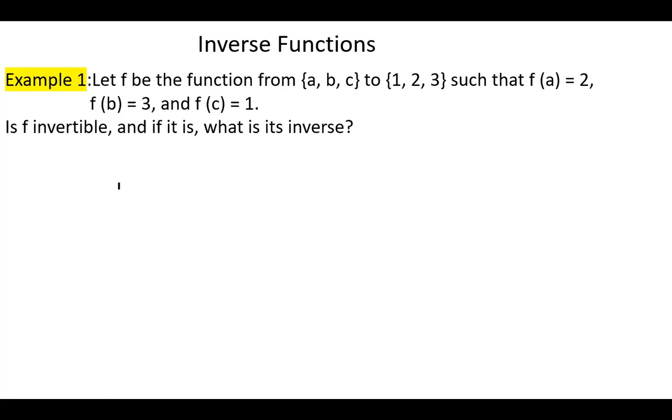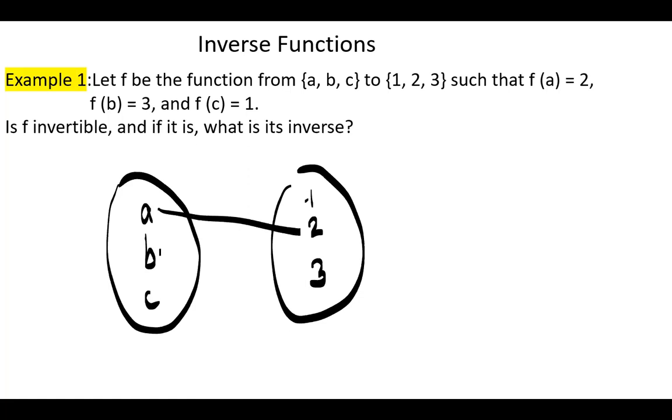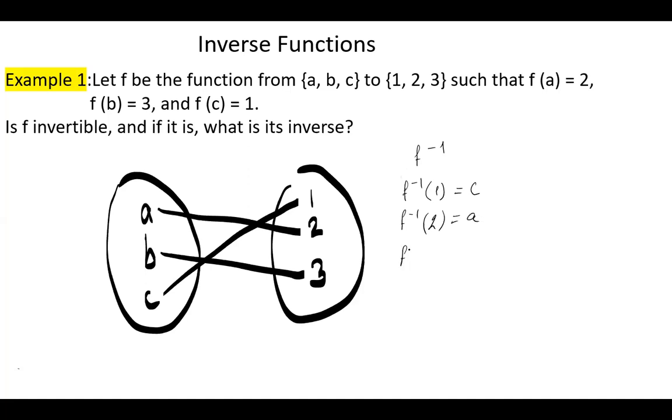The function f maps a, b, c in the domain to 1, 2, 3 in the codomain. f of a equals 2, f of b equals 3, and f of c equals 1. So the function f is a one-to-one function and an onto function. We say that the function is a one-to-one correspondence, which implies that the function f is invertible. The inverse function f minus 1 reverses the correspondence given by f. So f minus 1 of 1 equals c, f minus 1 of 2 equals a, and f minus 1 of 3 equals b.